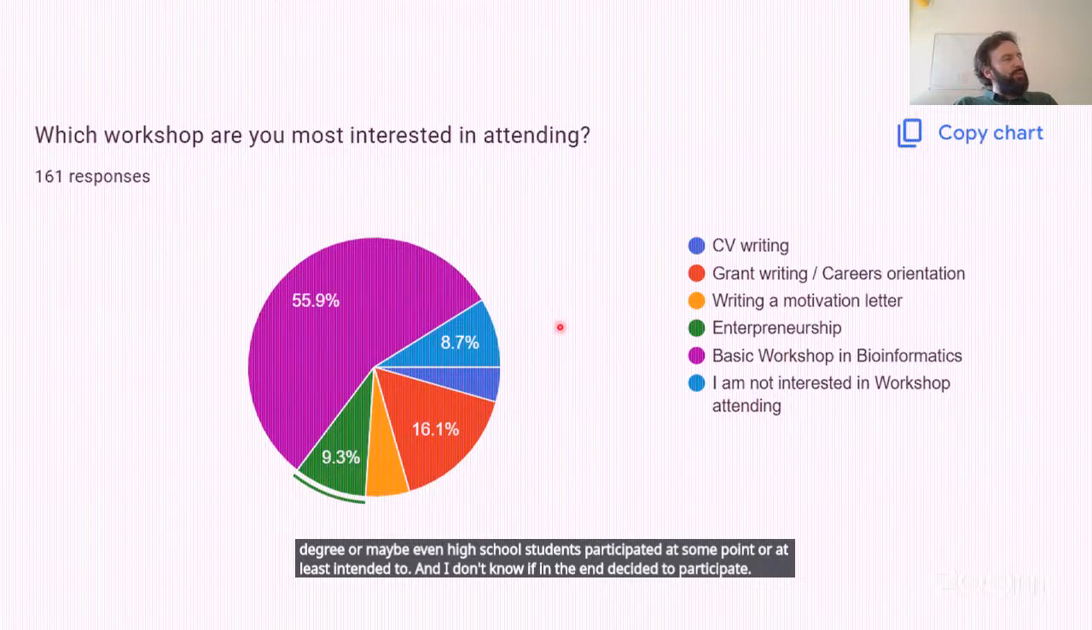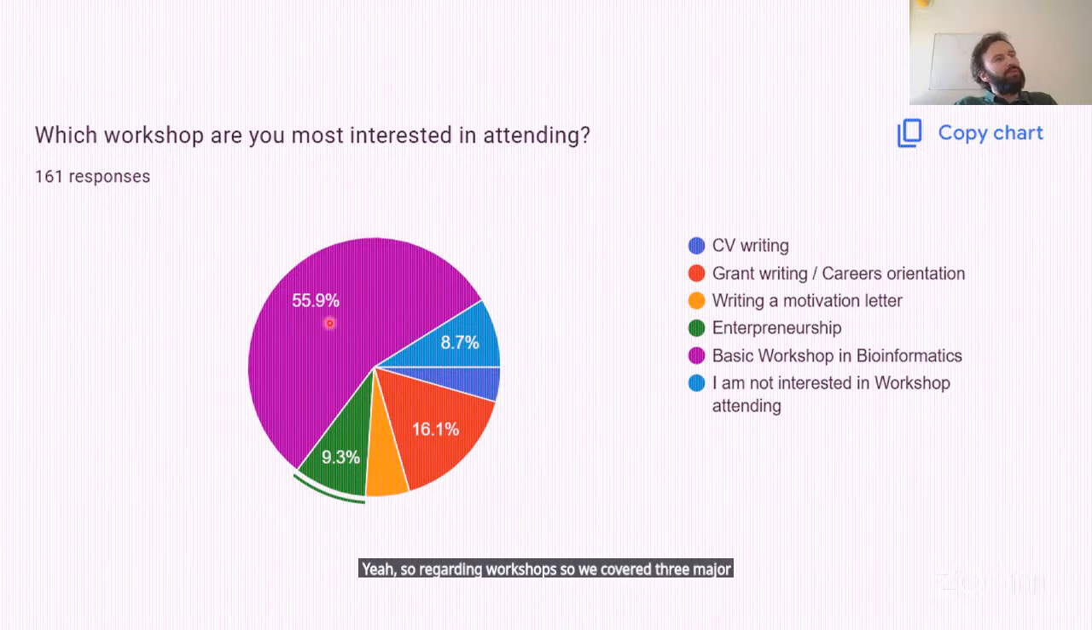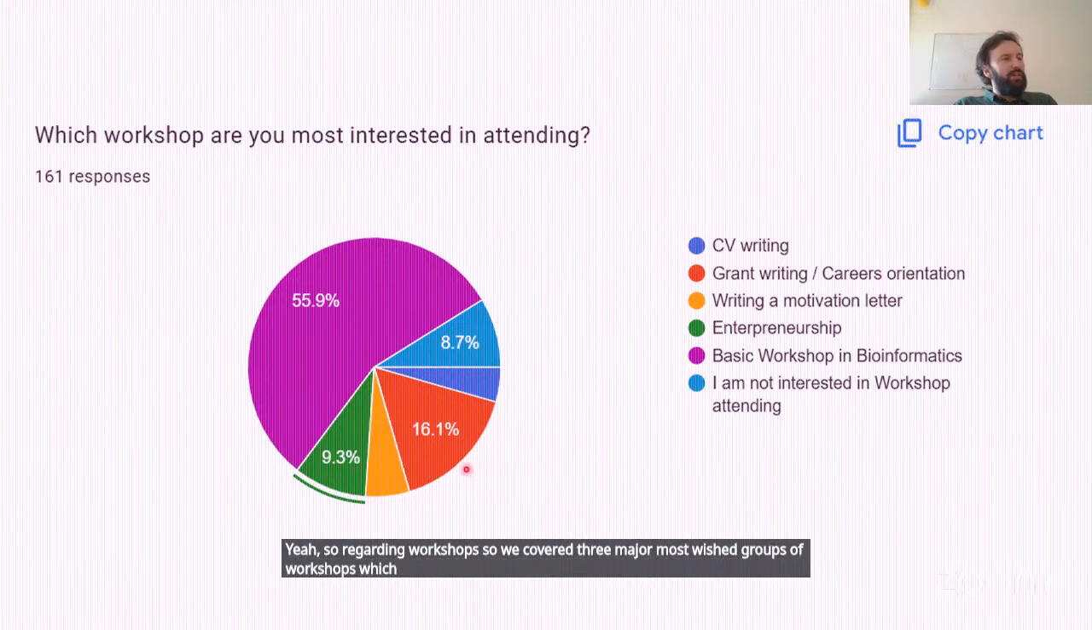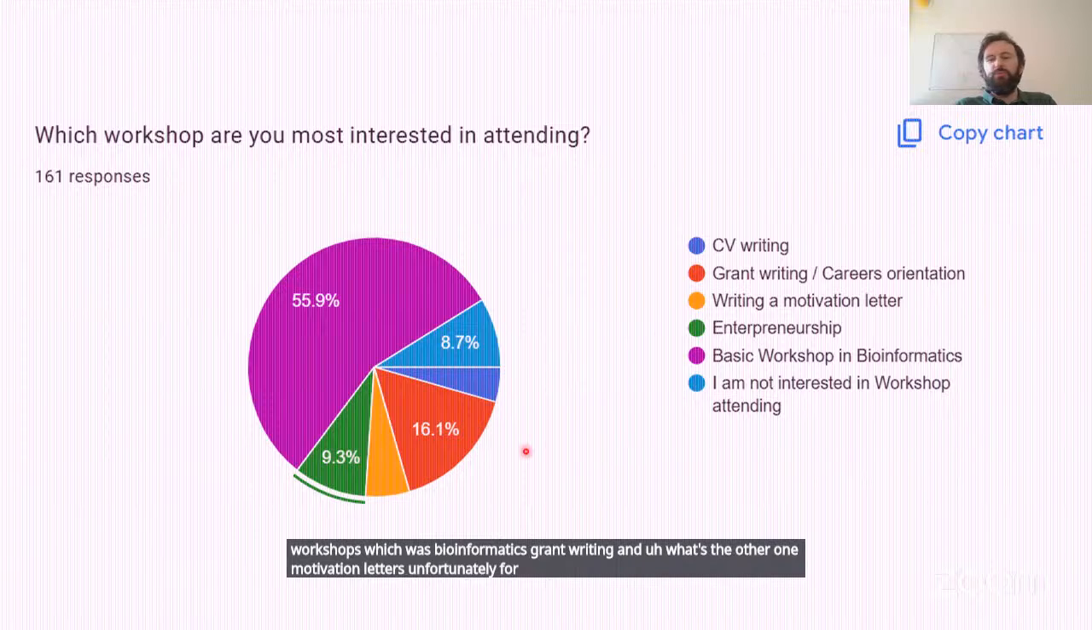Regarding workshops, we covered the three most wished-for groups of workshops, which were bioinformatics, grant writing, and, what's the other one? Motivation letters. Unfortunately, for entrepreneurship, the schedule was already very busy and it was difficult to find someone quickly.